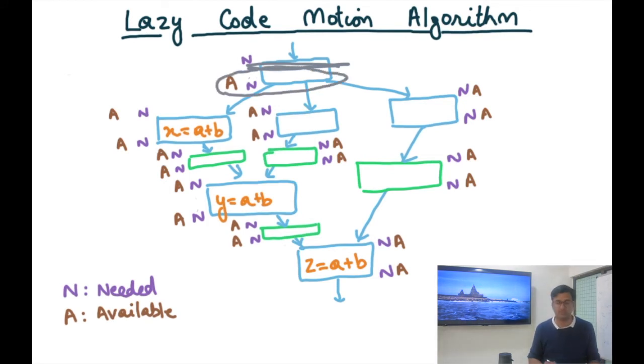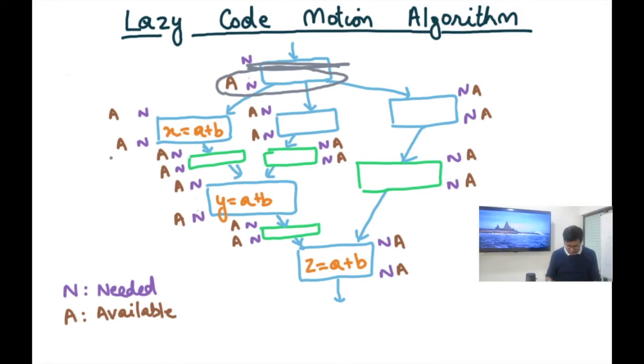Now this is where the twist is. This is different from the original available expressions, because here we are also assuming that if an expression is needed, then it is also available. It is also being computed. And so an expression is available at a program point if it's available on all the incoming paths. If I look at that, that basically means all the program points in this particular example. So for all the program points, the expression a plus b is both needed and available.